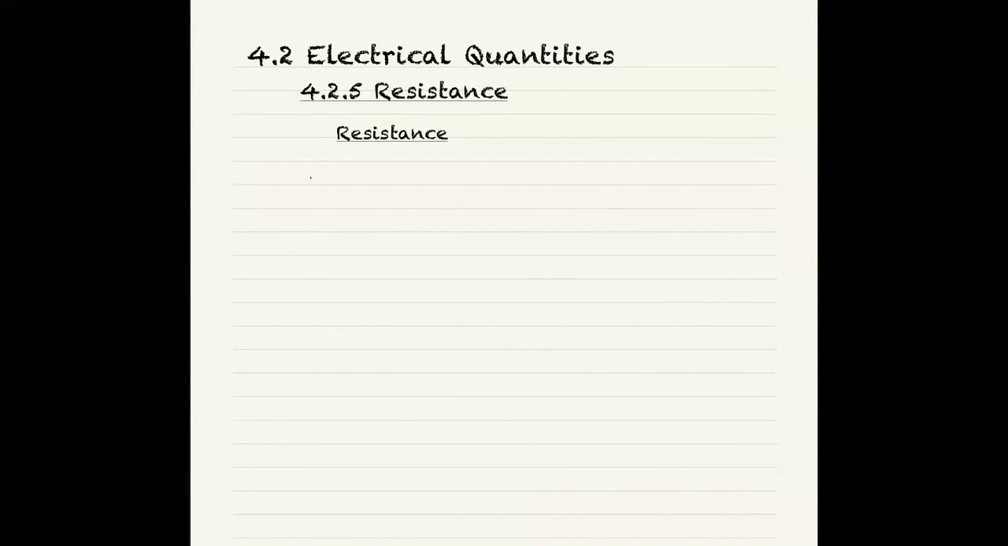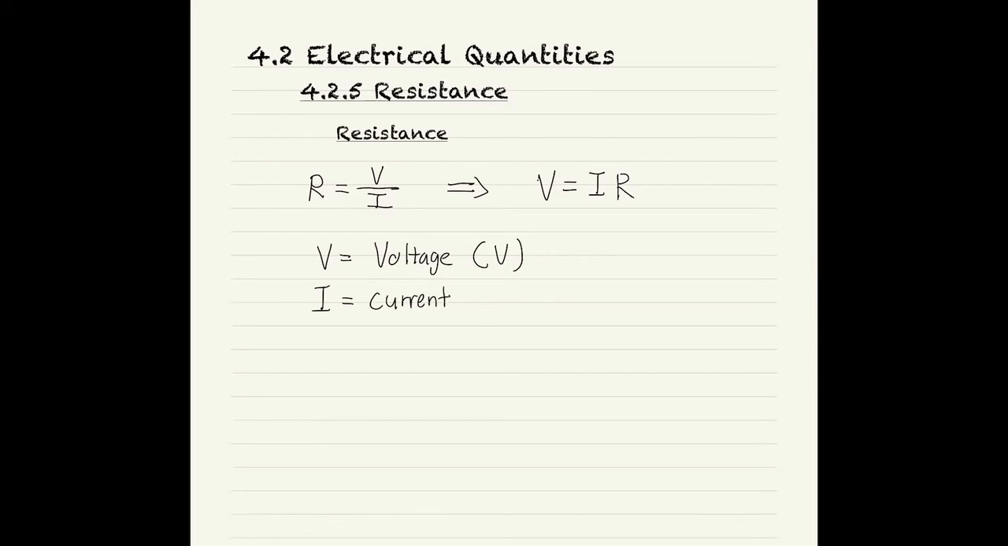Resistance R equal to V over I. But normally we will write this formula as V equal to IR. V is voltage. Unit is volt. I is current. Unit is ampere. R is resistance. Unit is ohm.